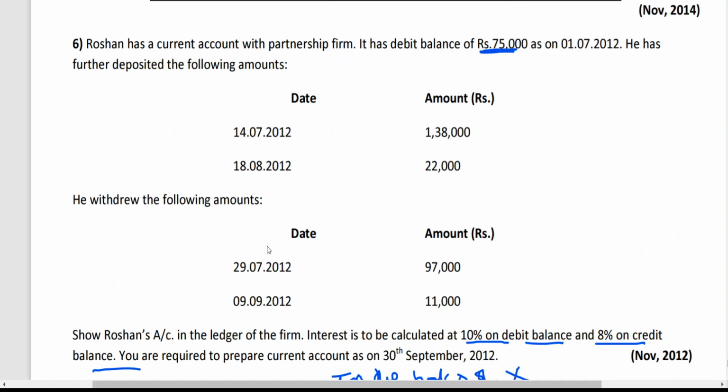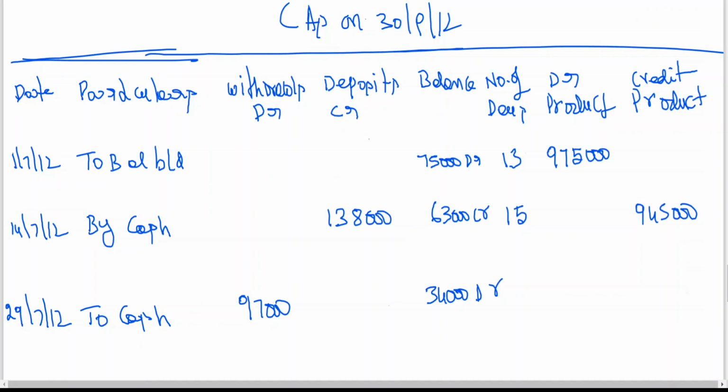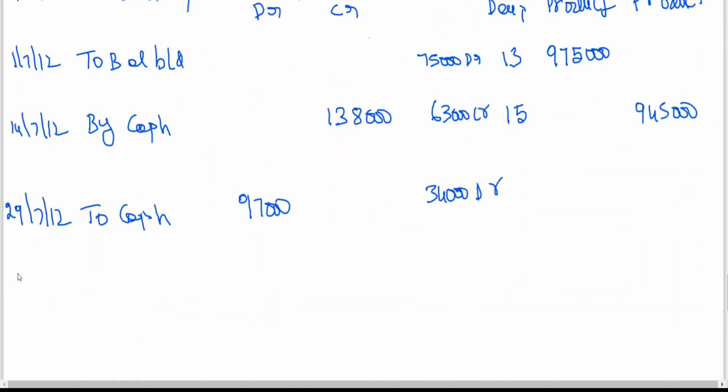What is the next transaction date? You can see after 29th, there's a deposit on 18th August. 18th August, what is the deposit? 22,000. So here I am writing 18th August 2012, by cash deposit in credit side, deposit 22,000.